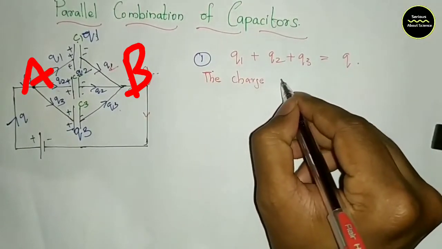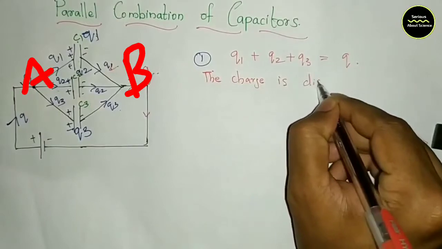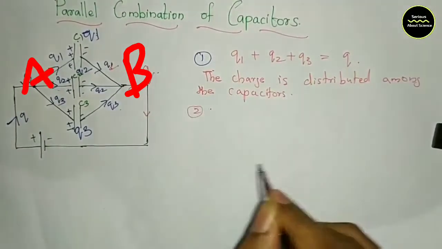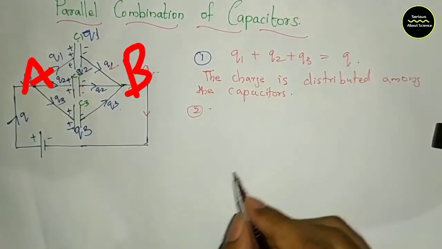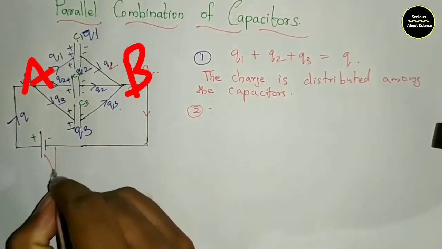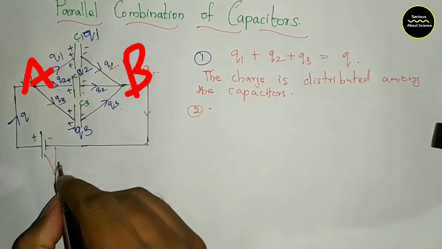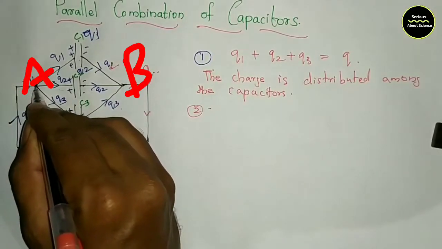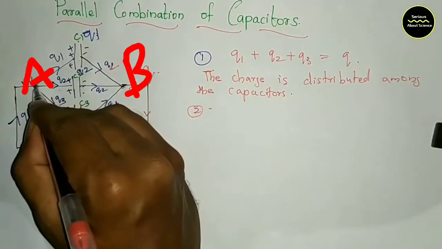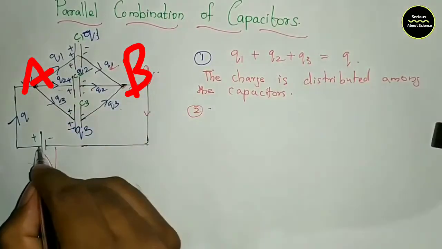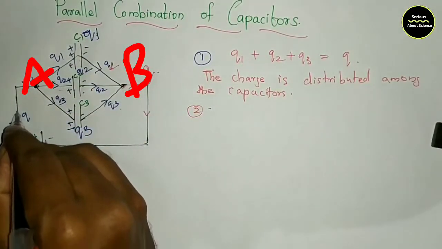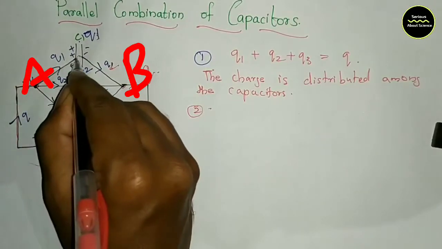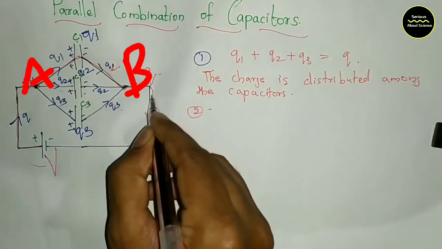That means the charge is being distributed among all the capacitors. If there are 4 capacitors, then Q1 plus Q2 plus Q3 plus Q4 will be equal to the total charge Q. Suppose there are n capacitors, then the total charge value will be Q1 plus Q2 plus etc. plus Qn, given by Q. Like that, the charge is distributed among all the capacitors here.